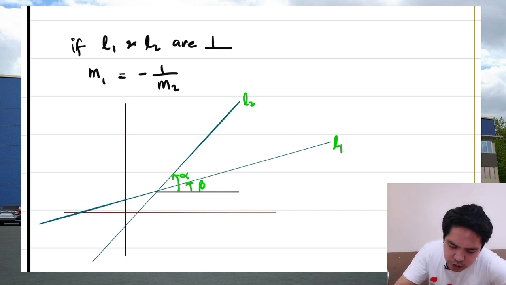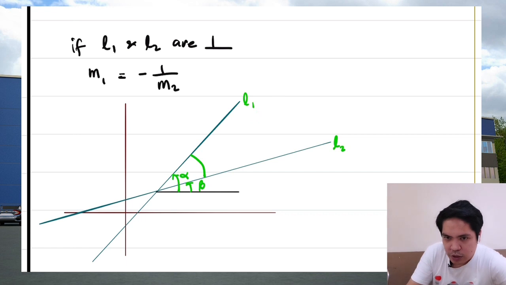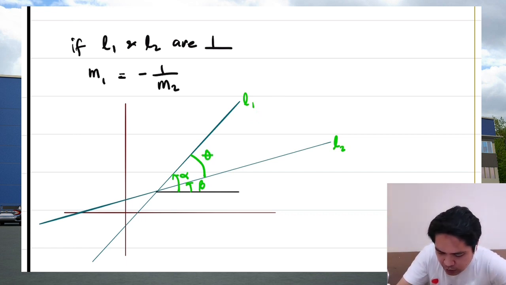Or how about, baliktarin na lang natin. Anyway, pareho din naman. This is line 1 and this is line 2. Para consistent tayo. Line 1 alpha, line 2 beta. So, this inclination, or no, this angle of intersection, let's call that theta.